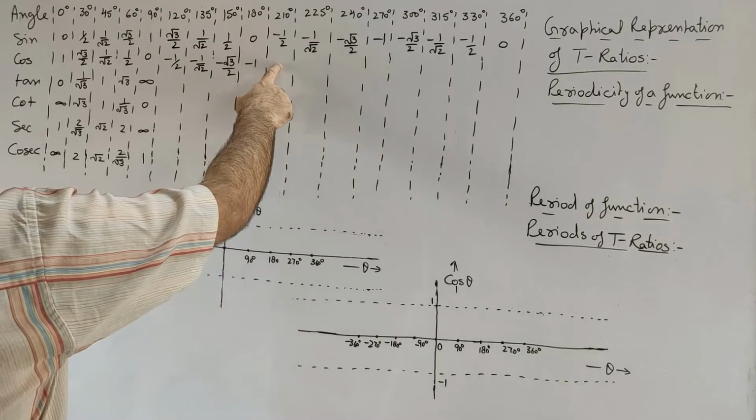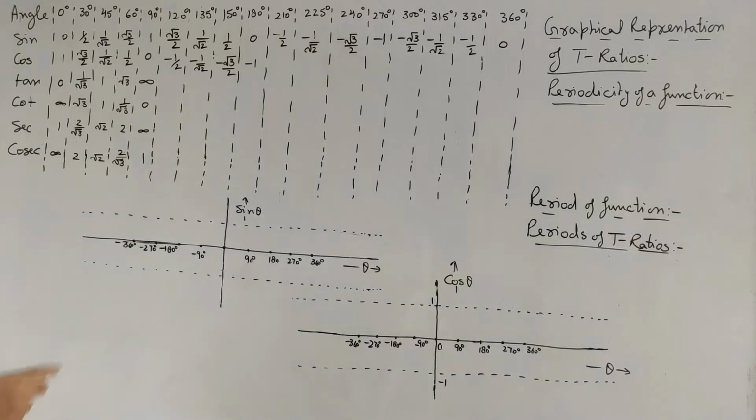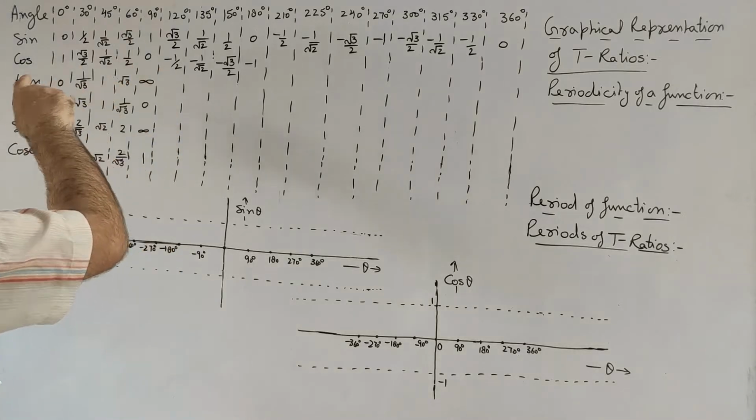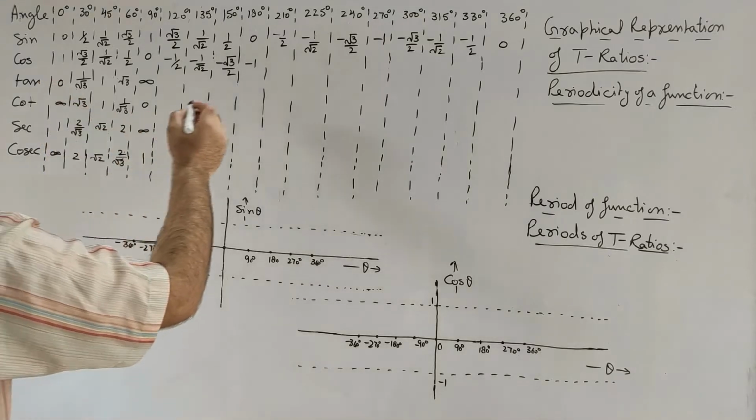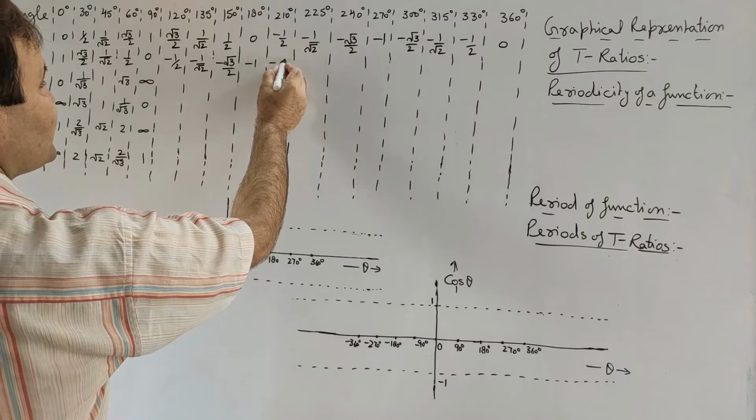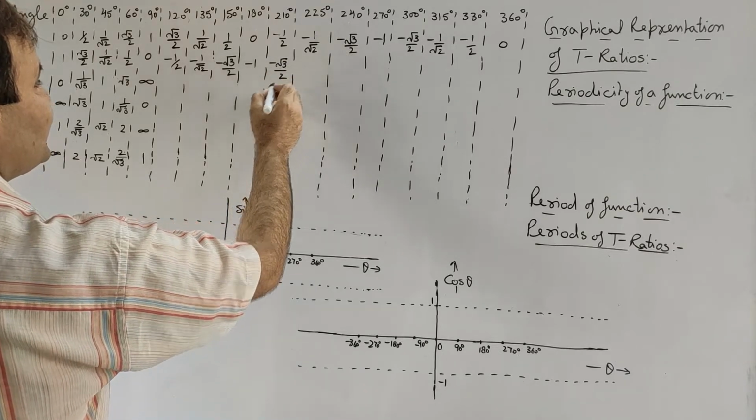Then 210, 180 plus 30, 180 plus 30 will lie in third quadrant, and in third quadrant again cos will be negative, and since it is the case of 180 degree, there will be no interchange, so cos 180 plus 30 will become minus cos 30, and cos 30 is root 3 by 2, so it will become minus root 3 by 2.